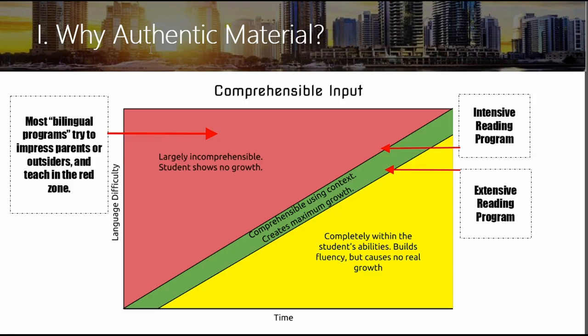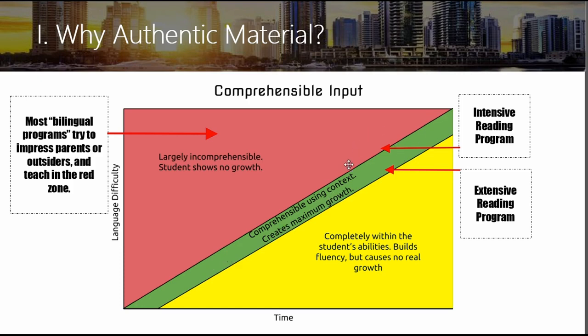When we hit authentic material, we really need to be conscious of the idea of comprehensible input. I haven't done a presentation here on comprehensible input on my channel yet, I think, but I definitely will. But I'll give you a quick overview. As a student progresses in language learning, their language level goes up over time, and the Goldilocks zone, not too hard, not too easy, keeps going up and up. That Goldilocks zone in comprehensible input terms is called I+1.